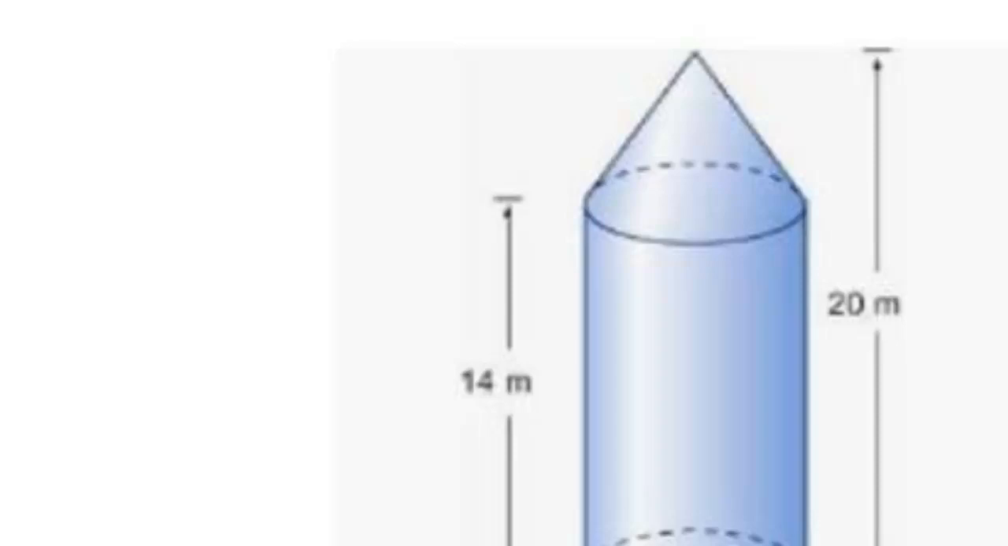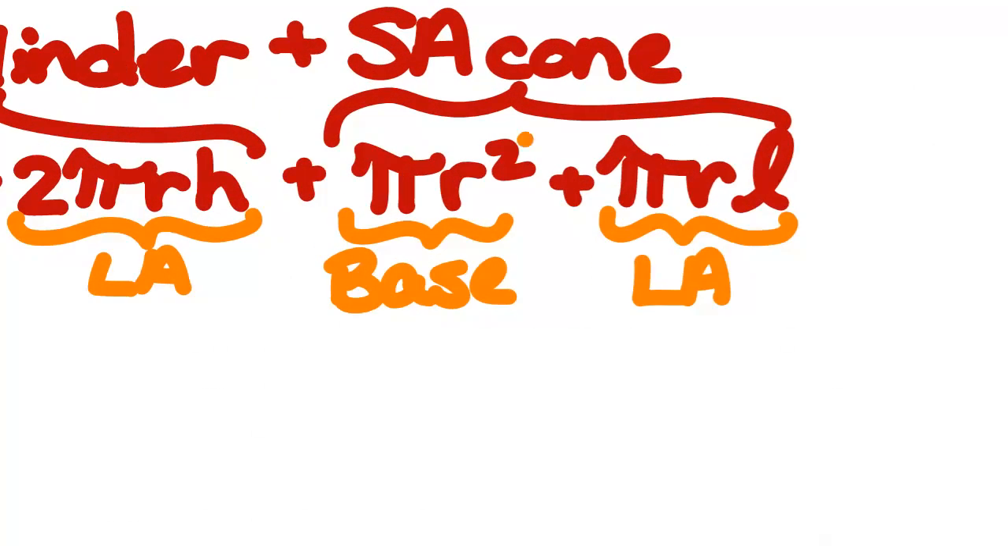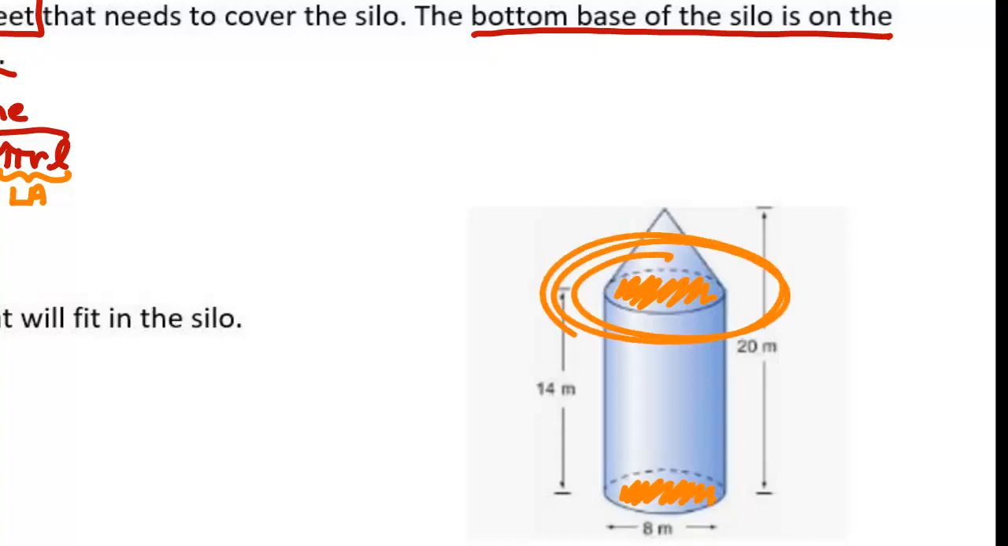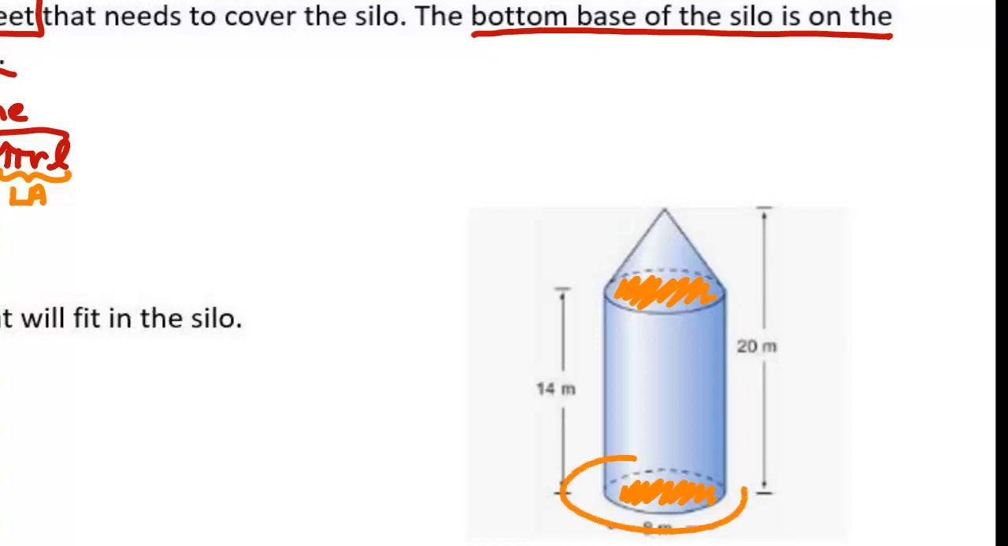Now I need to figure out which pieces of this are actually on the surface of this object and would be covered with paint. Would we be painting the base of the cone? No, that's on the inside of the silo, not the outside. So we don't need the base of the cone. And then we've got two bases on the cylinder. We've got a base up here and a base down here. Would we paint this base of the cylinder? What about this base down here on the ground?